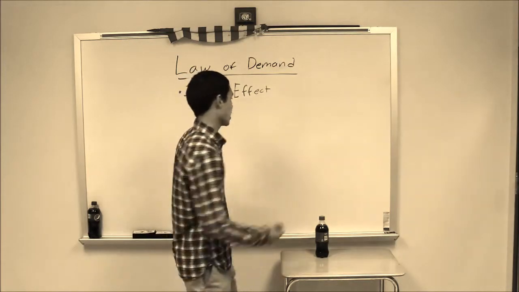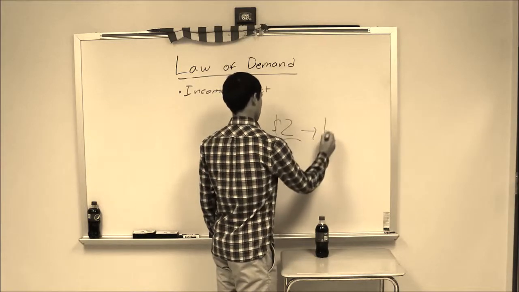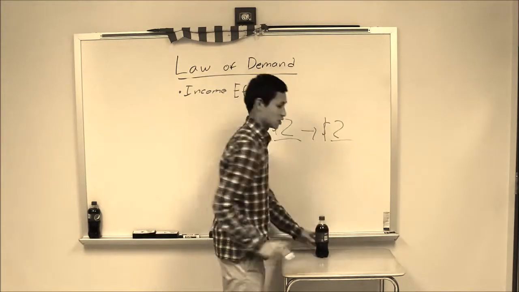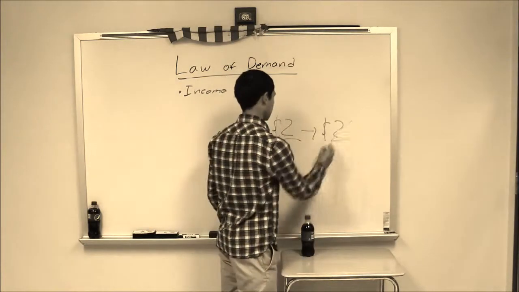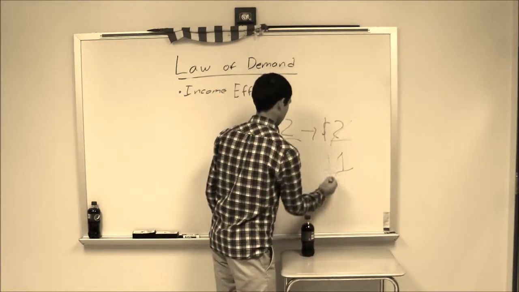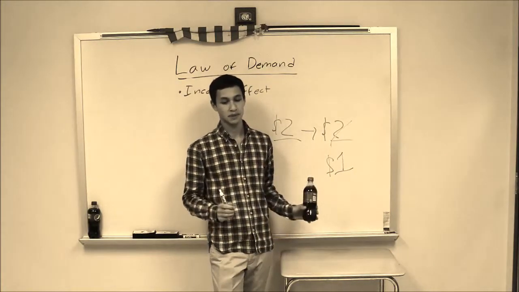For example, let's say I have only $2, and the price of soda is also $2. So in that case, I can only buy 1 soda. Now let's say soda goes on sale for $1. This increases my purchasing power. It allows me to buy 2 instead of 1.